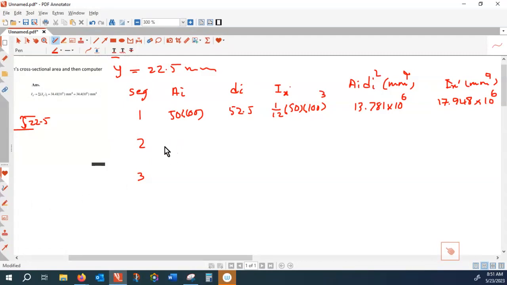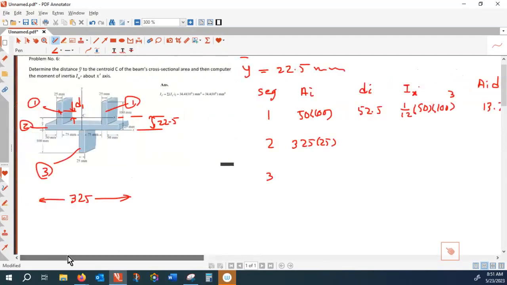For the second shape, the area is 325 and the thickness is 25. And what about the distance of the second shape with respect to here? This distance is half of 25, which is 12.5. So if I take away 22.5 from 12.5, that is 10. So here d2 is 10.